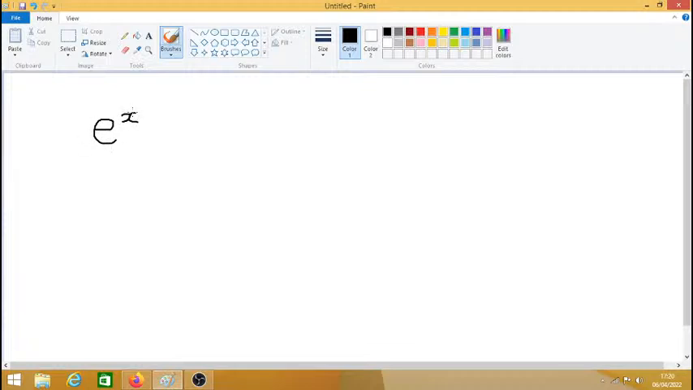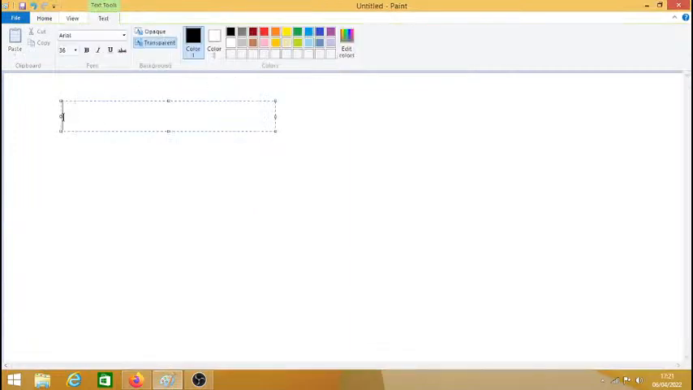And if you have e raised to the power x and you want to differentiate that, then it's very, very easy because nothing changes and it just stays as e to the x. And that's it. So e to the x is one of the easier ones to differentiate and also integrate, because if you had to integrate again, it would just stay as e to the x.